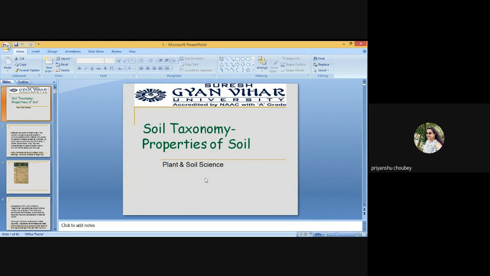The hierarchical system has six categories, which can be grouped as higher categories: order, suborder, and great group, and lower categories: subgroup, family, and series. These are the various categories of soil taxonomy, along with their differentiating characteristics. Next, the most important one is nomenclature.